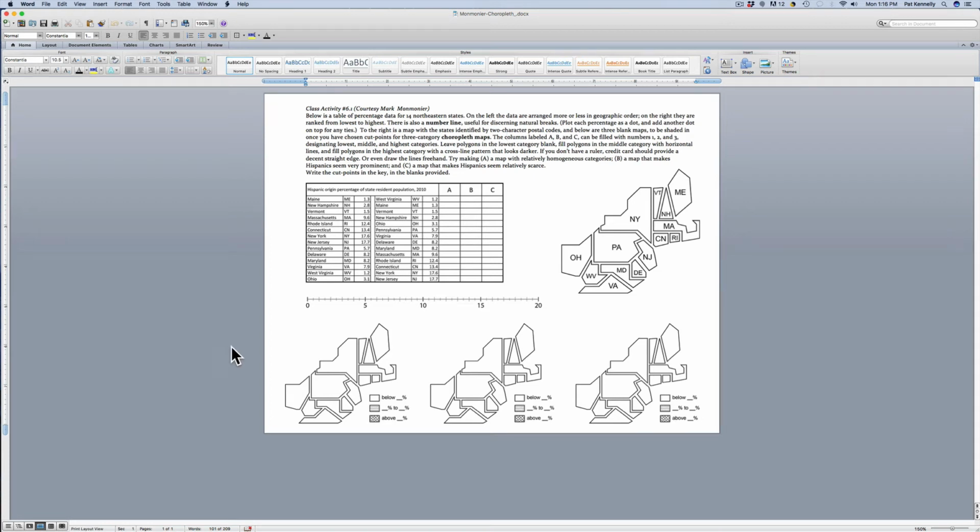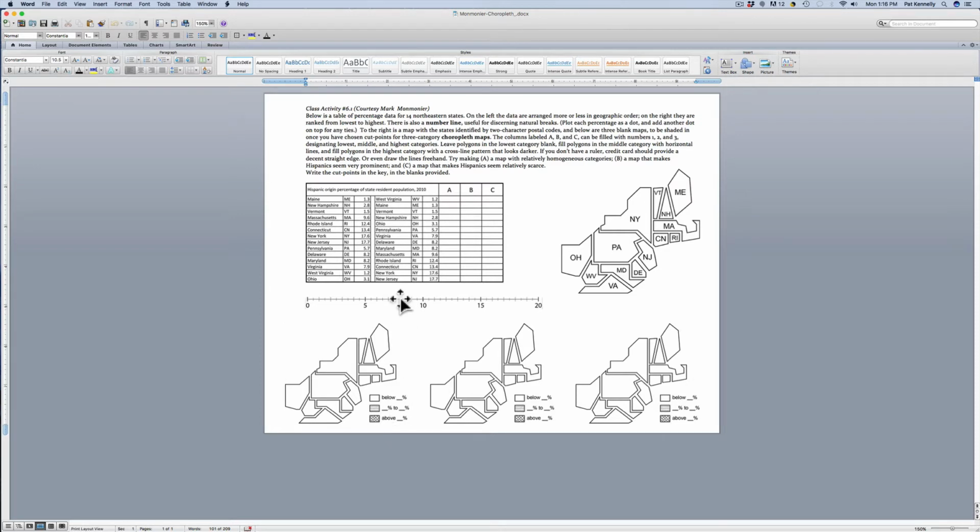In this class activity, you're going to make 3 different choropleth maps, and each one of those choropleth maps is going to relate to this data here, which is the percentage of Hispanic population by state from 2010. Basically, you're going to plot these numbers, the percent Hispanic population, on this line here, and then you're going to put in breaks at 3 different places so that one of the breaks will remain as no color. Between the 2 breaks, it will go to horizontal lines, and then on the right side of the last break line, it'll go to this cross-hatched pattern.